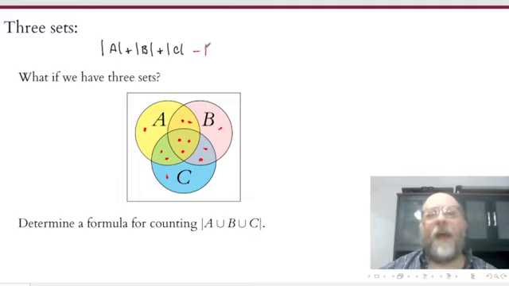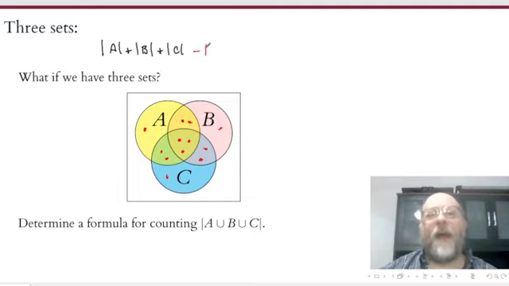And now this piece has only been counted 1 time, this piece has been counted 1 time, this piece has been counted 1 time, but the piece in the center, we have undone all 3 of the counts. We counted it 3 times, and then we deleted it 3 times, and so now it hasn't been counted at all. And so we're going to have to add that 1 piece back in. We're going to have to add back in the piece in the dead center to make sure that it got counted 1 time.